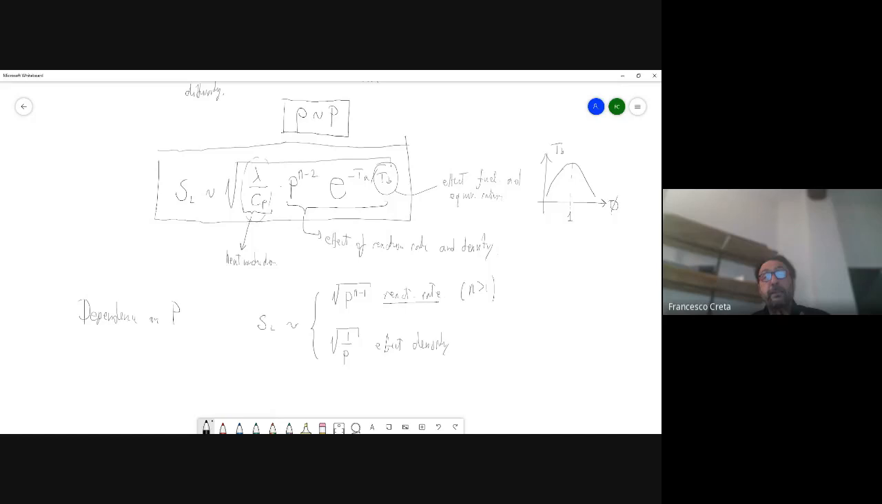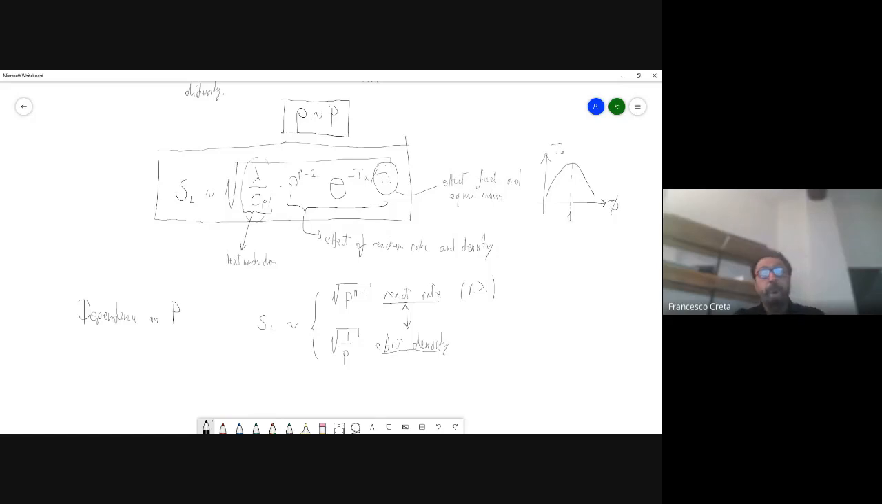These two effects, the effective reaction rate and the effective density, are contrasting. Because on one hand, if you increase the pressure, you increase the concentration, you increase the reaction rate, and you make the flame faster. But on the other hand, it's more difficult to heat up by conduction because it's denser. And therefore the two effects are contrasting.